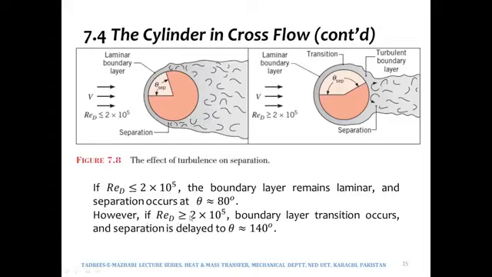However, if the Reynolds number is greater than 2 exponent 5, then the boundary layer transition would occur, and of course the flow would at one point become turbulent. So we can see that in the upstream region we have got a laminar boundary layer, then there is a transition taking place, and then the boundary layer would become turbulent. If this is the case, then the separation is delayed to about 140 degrees, and this angle of 140 degrees is shown in the figure. It is figure 7.8 of our book by Cropper and Leavitt.